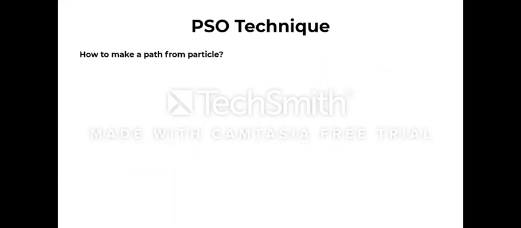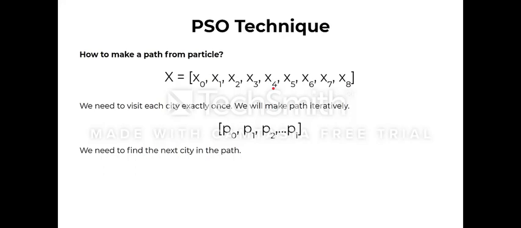But how can we make a path from a particle? Suppose this is a particle where the value xi denotes the priority for the ith city. Now we need to visit each city exactly once. Suppose we make the path iteratively. That is, this is the current path that we have made. We are starting from the city P0. The next city in the path is P1 and so on. The current last city in the path is Pi, and we need to find what will be the Pi plus 1 city in the path.